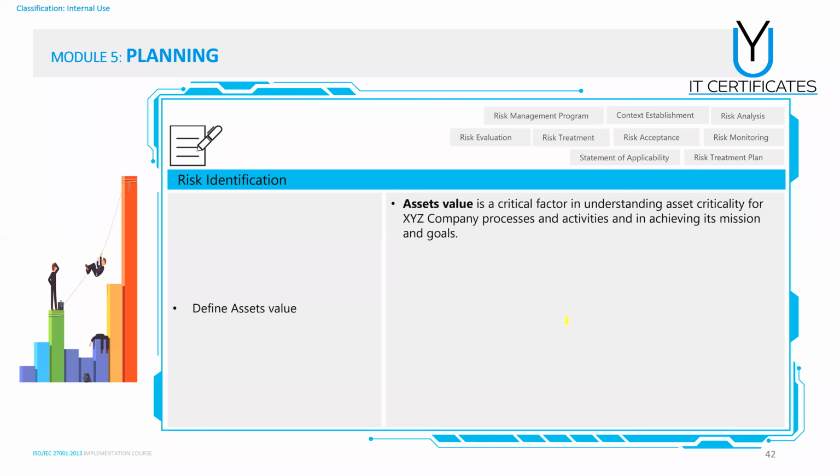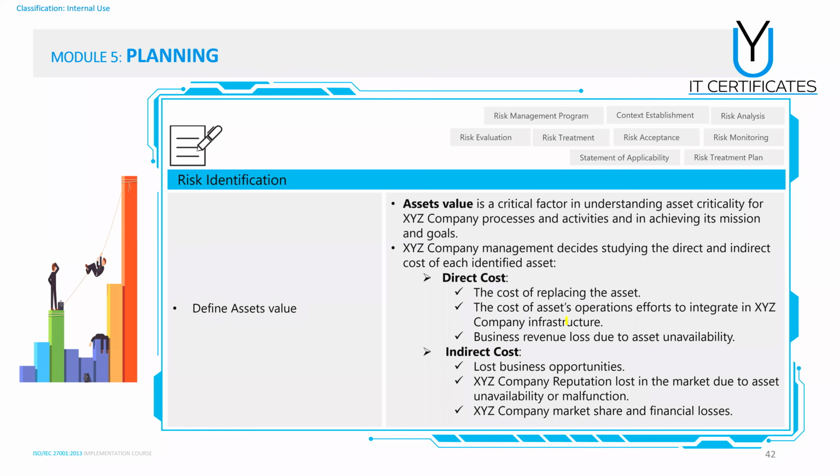You have to define the asset value. And we mentioned that in the asset value, you may have direct cost and indirect cost. And this asset value will be very important because this means that you have to concentrate on the assets which represent a critical value for the organization, so you don't waste your time, efforts, and money in risk assessment for low value assets.